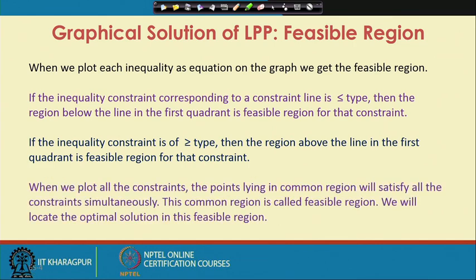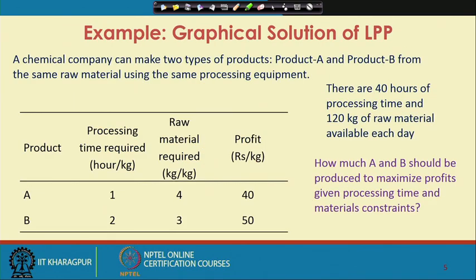When we plot all the constants, the points lying in common region will satisfy all the constants simultaneously. This common region is called feasible region. We will locate the optimal solution in this feasible region. Now, let us take an example and solve the problem using graphical method.